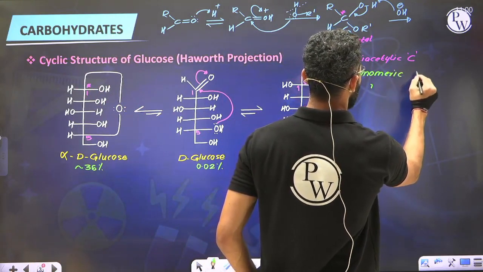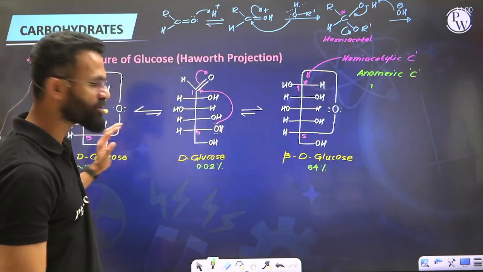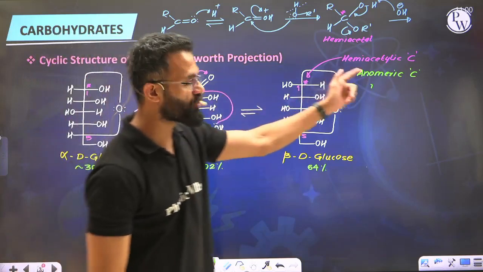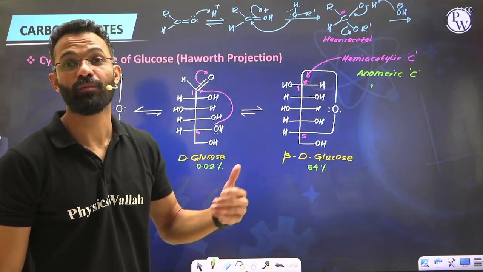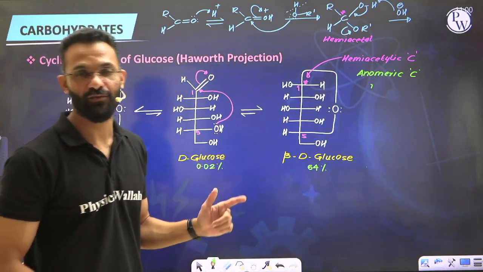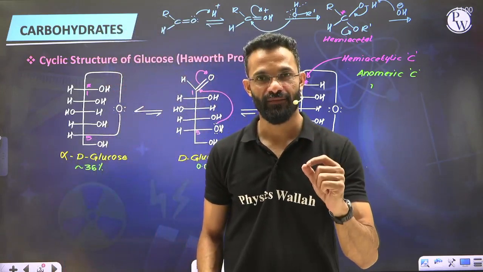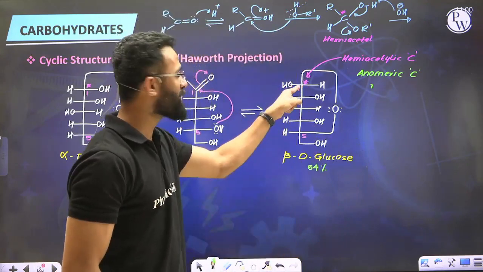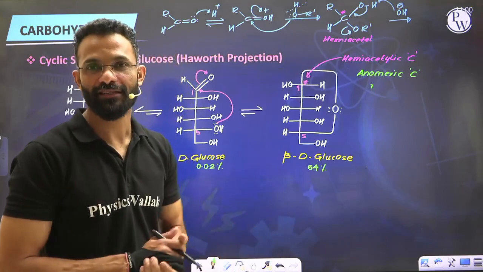So when a pair of diastereomers of glucose differ in their configuration only at the anomeric carbon, such isomers are referred to as anomers. So guys, a new term after epimers for us is anomers. What are anomers? Anomers are pairs of diastereomers which differ in their configuration only at the anomeric carbon, meaning at the newly formed hemiacetalic carbon, you call them anomers.